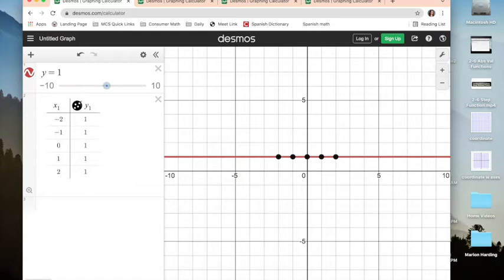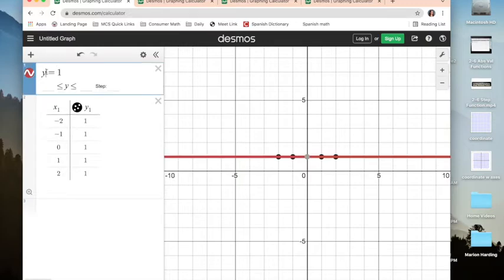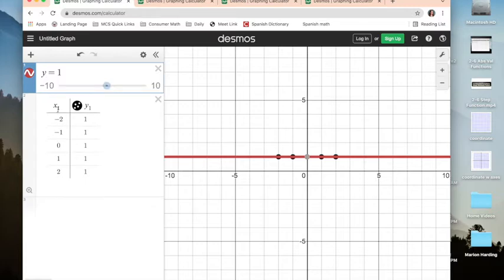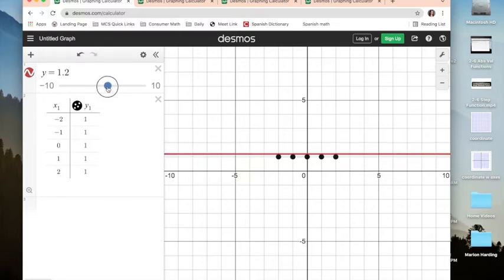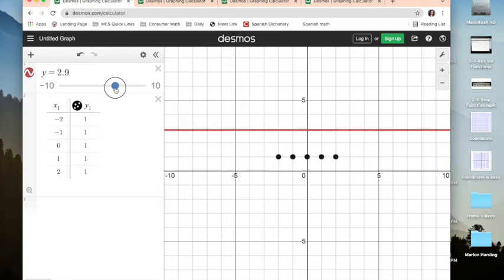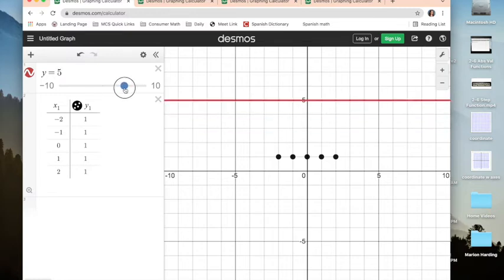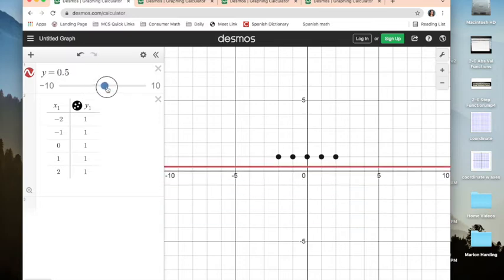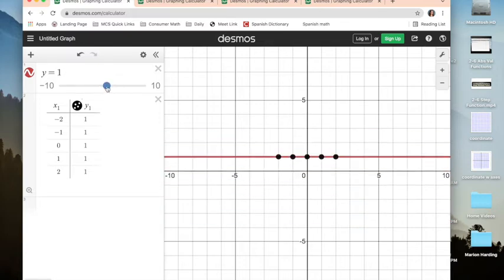Okay, so this table that I have created, it really drives home this idea that functions are machines that take points to other points. So when our function is y equals 1, no matter what we plug in as our input, the output is going to be 1. And that leads to this horizontal line that we see here. Okay, so this table is going to stay the same, but notice what happens if I slide up my constant value. My line starts to move up and down along that axis. Okay, until we reach back at our parent function.